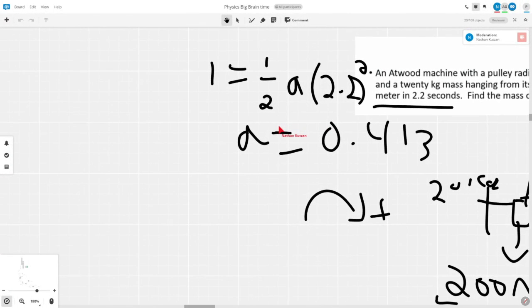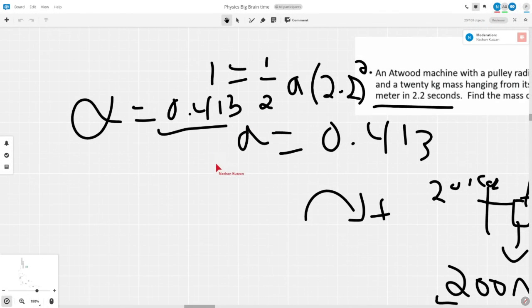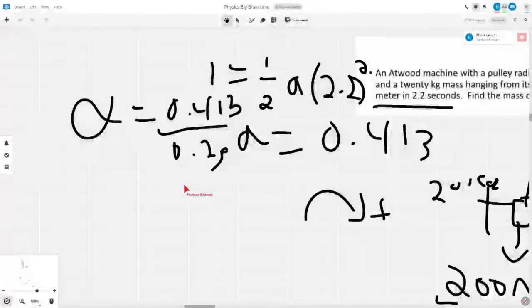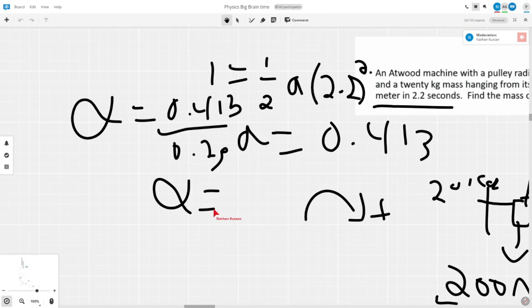Yep. So we would say that, how do you write the angular thing again? It's like this. Angular acceleration is equal to 0.413 over the radius, which is 0.25. And so the angular acceleration is equal to 1.652, or 1.653 with rounding. And that would be radians per second squared.